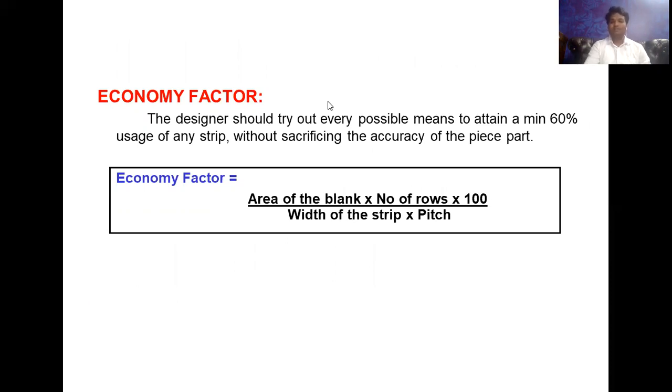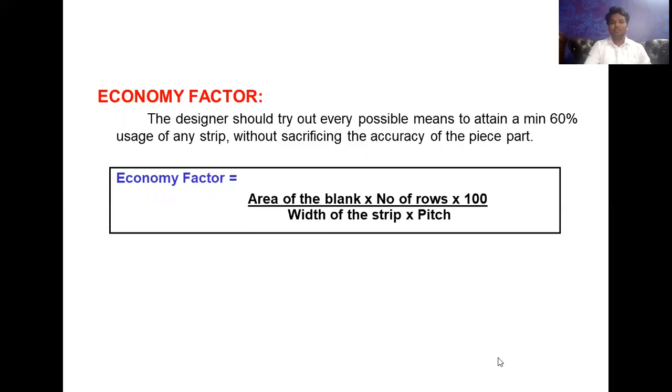Now the formula for the economic factor is given as area of the blank into number of rows into 100 divided by width of the strip into pitch. Before seeing what the economic factor is, we need to understand what the area of the blank is. If the blank is circular, it will be taken as the area of the circle. If it is a rectangle, the area of the rectangle is taken. If it is a square blank, we take the area of the square. So depending upon the blank's geometrical shape, the area is calculated.